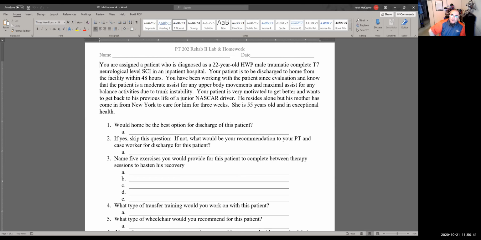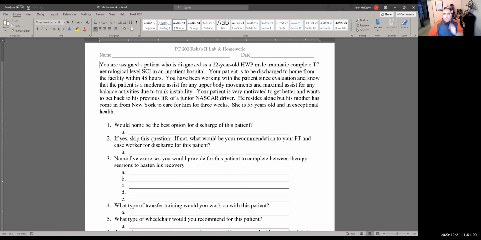Your patient is very motivated to get better and wants to get back to his previous life as a junior NASCAR driver. Yeah, Mr. McKeever's a redneck here. He resides alone, but his mother has come in from New York to care for him for 3 weeks. She's 55 years old and in exceptional health. So is this patient going to have at least pretty good, decent help for the next couple weeks? Yeah. Still, mom doesn't know what she's getting into, but yeah.